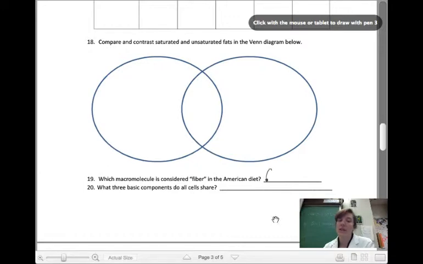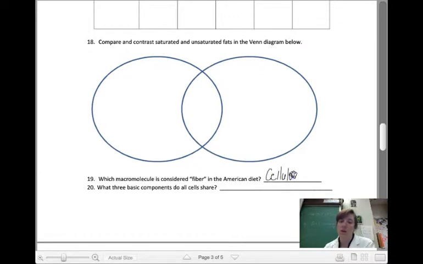Well, that would be cellulose, which is a carbohydrate. And that is actually the walls of plant cells are cellulose. And so these plant cell walls don't get digested, and they scrub as they go through your digestive tract, and they help keep things moving, which is what makes fiber able to keep you regular, so to speak.